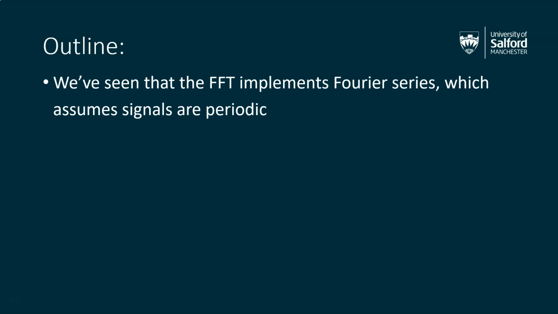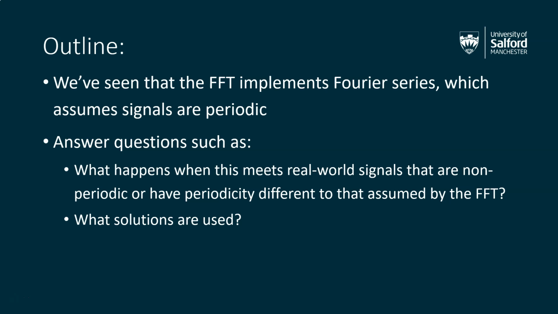So just a quick outline. We've seen that the FFT, the fast Fourier transform algorithm, implements Fourier series, not a transform as the name might suggest. From a continuous signal perspective, it's implementing Fourier series, which assumes signals are periodic. Here we're going to try and answer questions such as what happens when this meets real world signals that are non-periodic or have periodicity different to that assumed by the FFT.